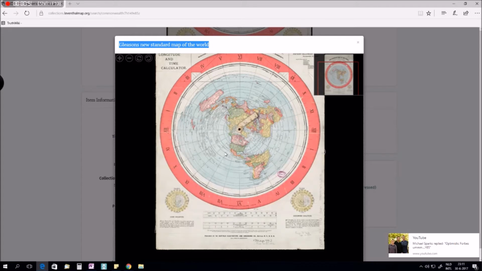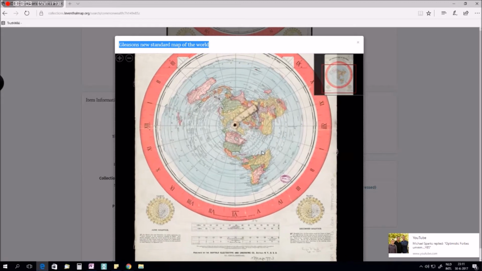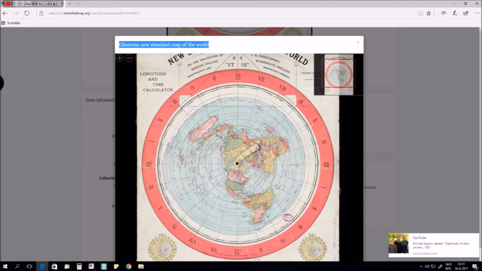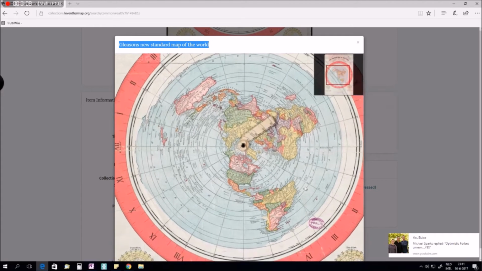It is looking at the Gleason map as a possible map for a flat Earth. It does contain some of the prerequisites, yes, for being an accurate map. For instance, every distance from the North Pole to certain points on this map is accurate. That is one of the properties of this map.